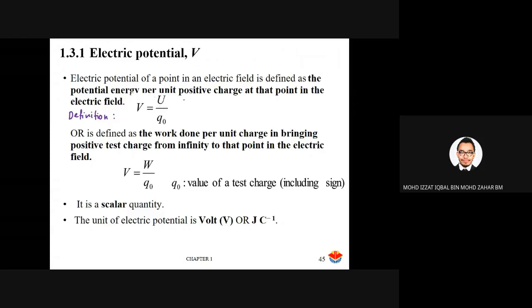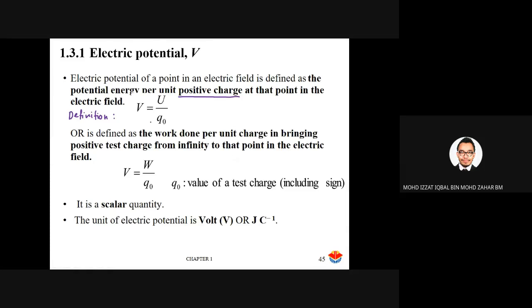Potential energy U per unit positive charge. This one is Q naught. Notice that this one is per unit positive charge. Sometimes kita pakai per unit positive test charge. Dia kadang-kadang letak nama test, but it means that this one adalah positive charge. It's defined as the work done per unit charge in bringing positive test charge from infinity to that point in the electric field.